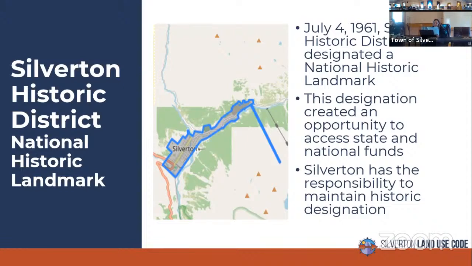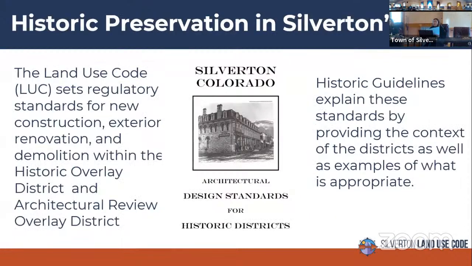So how does the town take on the responsibility of historic preservation? One way is through the Land Use Code, which sets regulatory standards for new construction, exterior renovation, and the demolition within the Historic Overlay District and the Architectural Review Overlay District. We also have historic guidelines, which explain these standards by providing the context for the districts as well as examples.